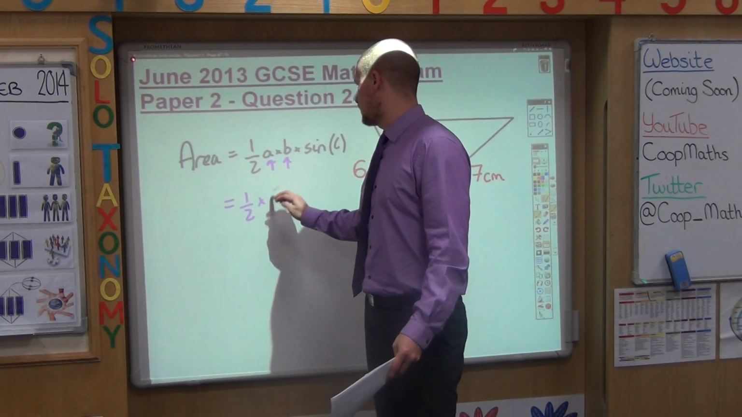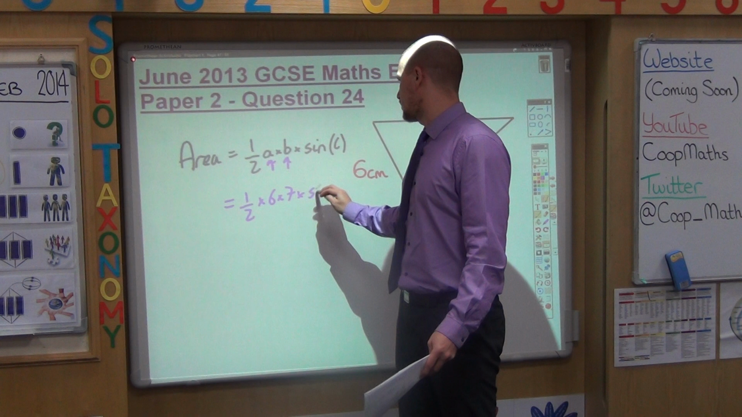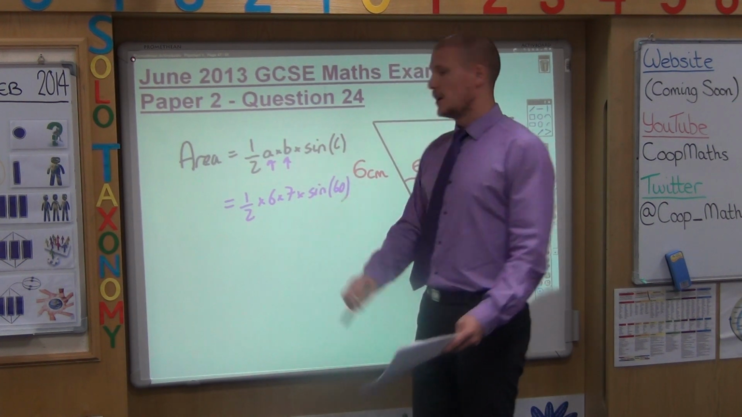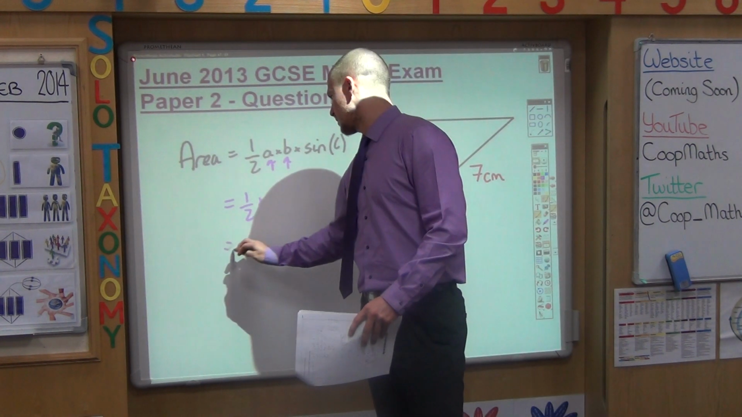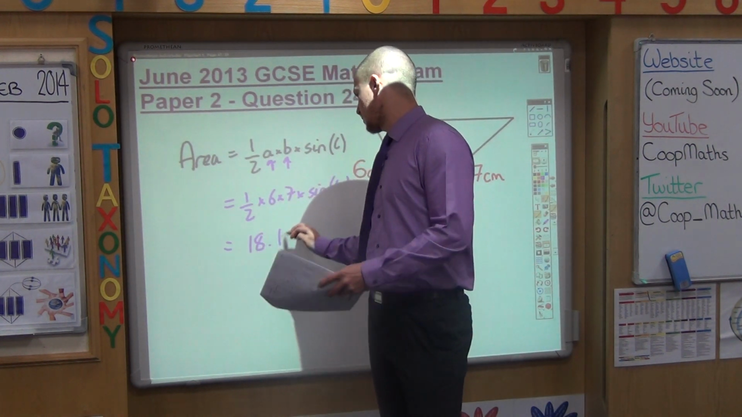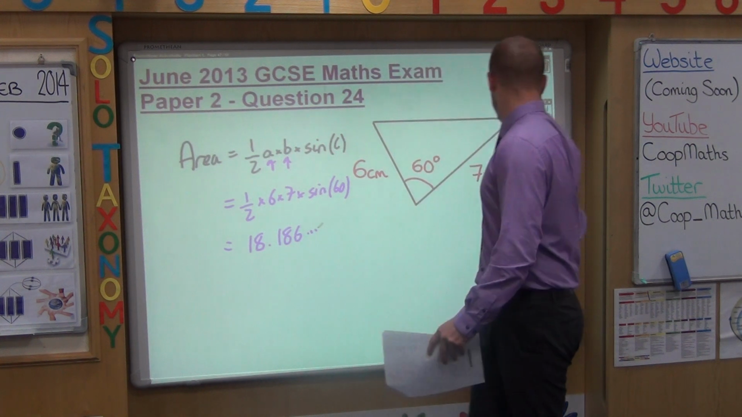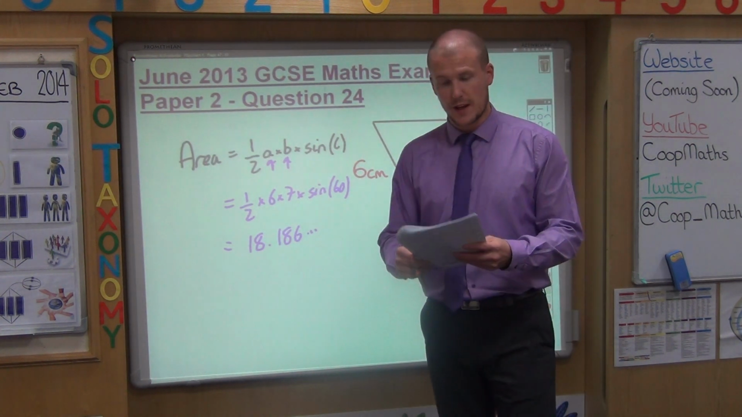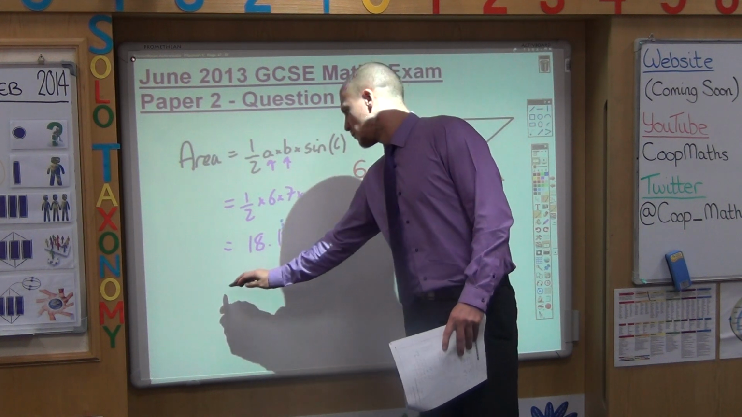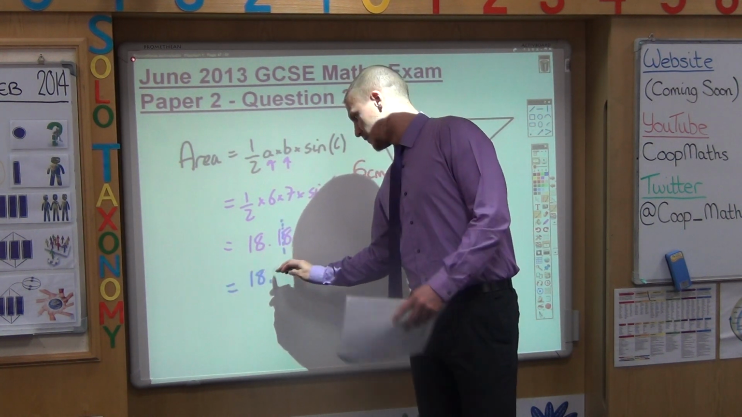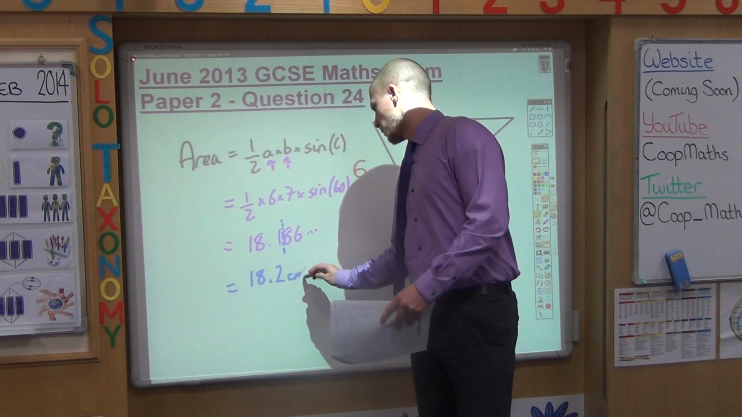Half of 6 times 7 times sine of 60. Plug all that into your calculator and you get 18.186 and a bunch of other stuff afterwards. But this question says that it wants your answer to 3 significant figures. So after the third significant figure, we're going to be rounding. You end up with 18.2 centimeters squared.